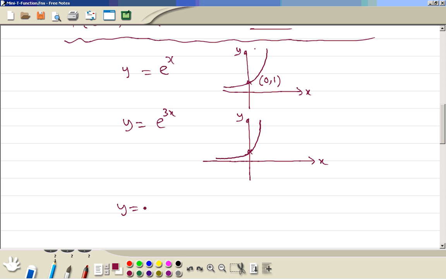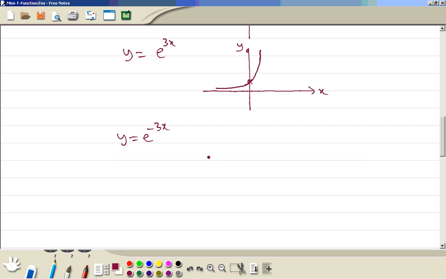Now what happens if we go y equal to e to the power minus 3x? Because x is replaced by minus x, that means it's a reflection in the y-axis. So this point is still the same. The graph looks like this. So this has an asymptote at y equal to 0, the positive x-axis.